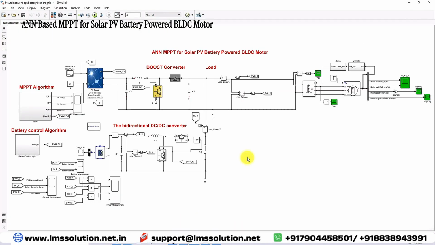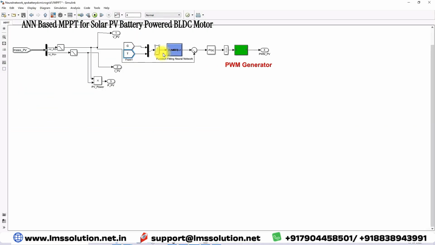Next you have to apply ANN-MPPT. Here this boost converter is going to be controlled by means of ANN-MPPT. For that I'm going to measure two inputs, irradiation and temperature, which are processed by the ANN-MPPT. We will generate the reference voltage, and this reference voltage is compared with the actual PV voltage, and then it is processed via a PI controller.